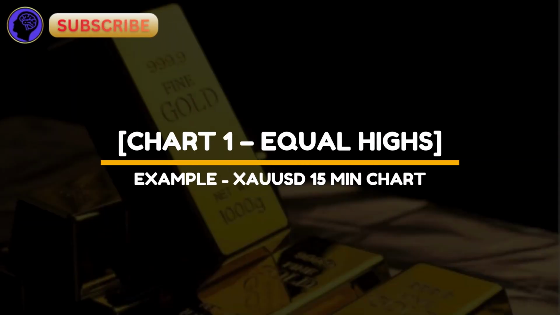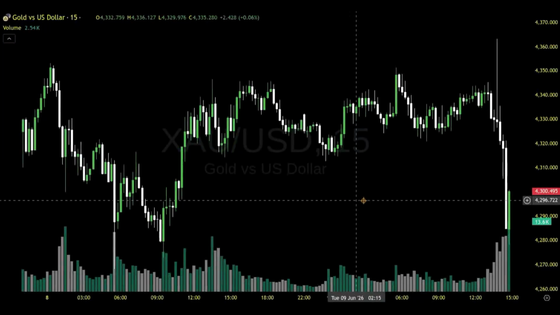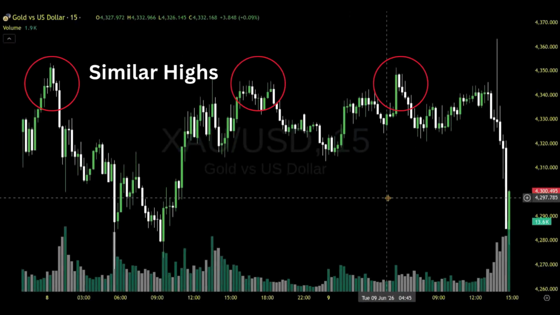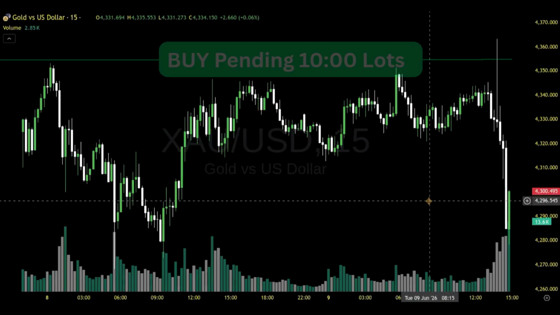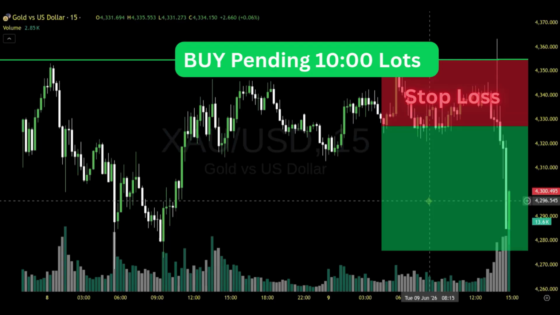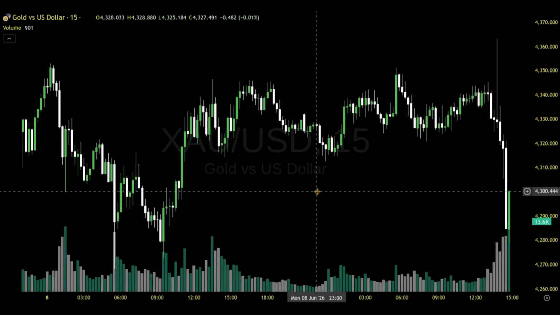Chart 1, Equal highs. Take a good look at this chart. Notice how price creates a few similar highs. Many traders see this and think, if price breaks above these highs, the market will continue higher. So they place buy stop orders above the highs. Other traders who are selling place their stop losses above the highs as well.